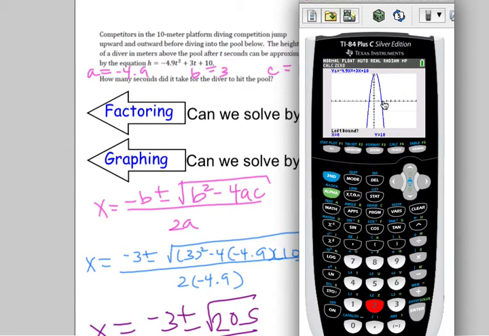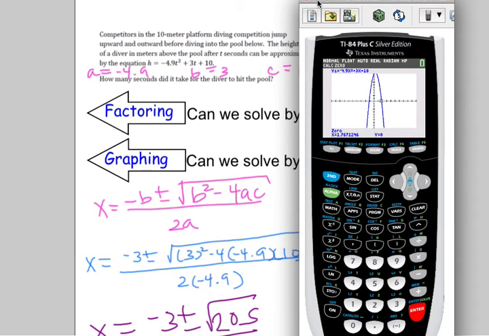To find my zero, I have to be to the left of it. So I'm going to just bring my little pointer over here. See how it's flashing? To the left of this point, yes. So enter, come down, enter, and enter. So it says 1.767, which is what we got for our answer. So if you wanted to graph it, you could as well.